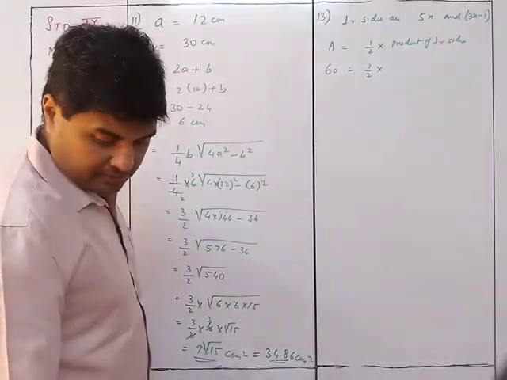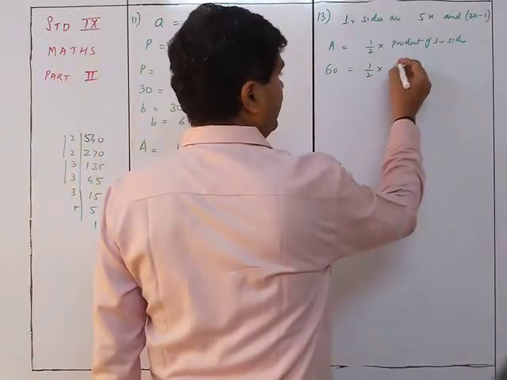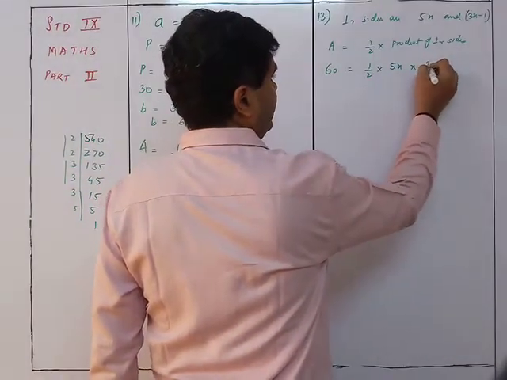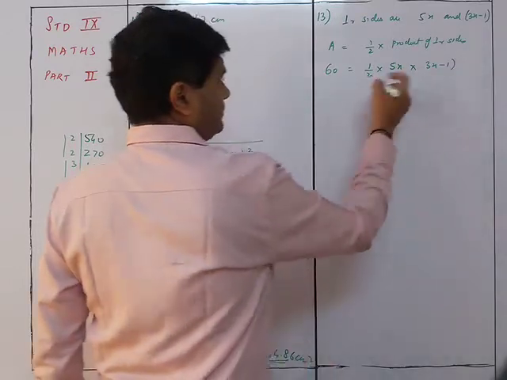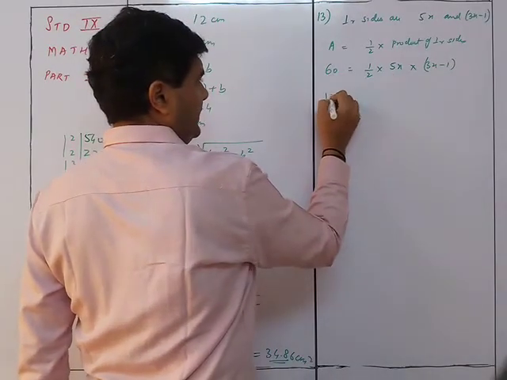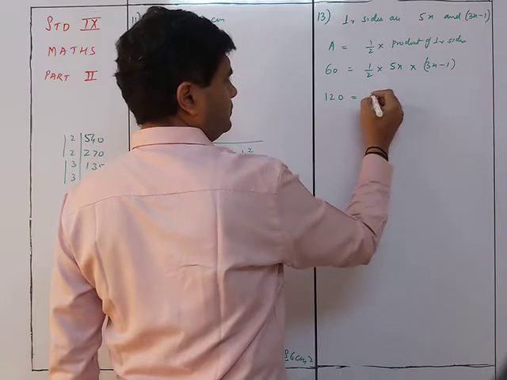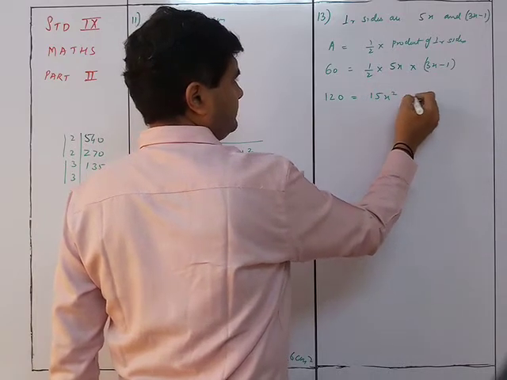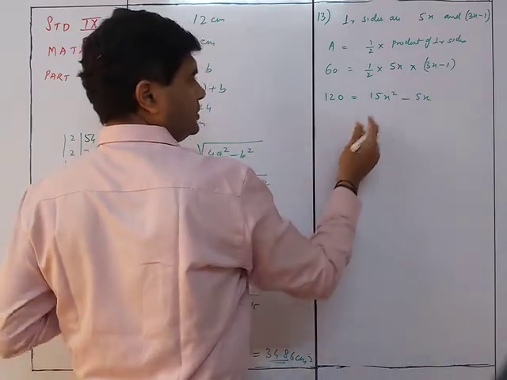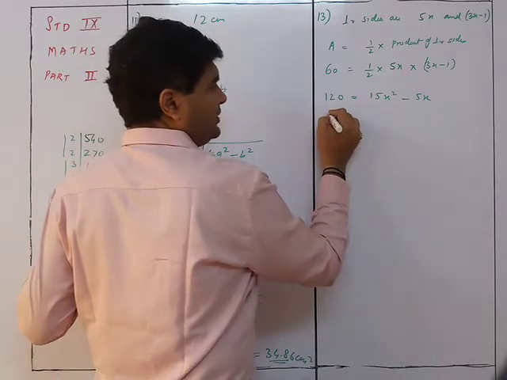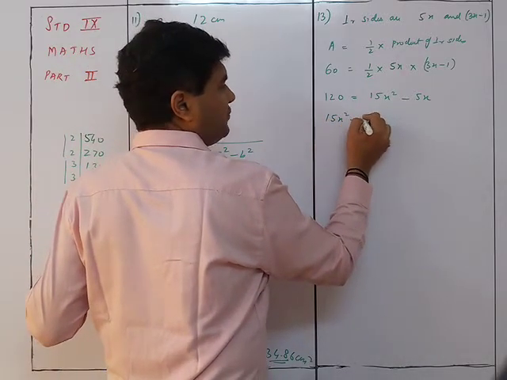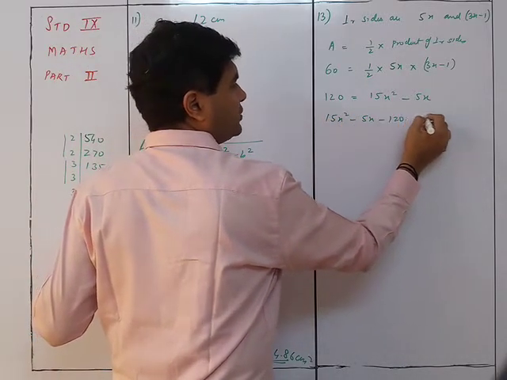This is for sum 13, yeah, 60. So half into 5x into 3x minus 1, 2 goes here, equals 120. 15x square minus 5x. So this will give you a quadratic equation: 15x square minus 5x minus 120 is equal to 0.